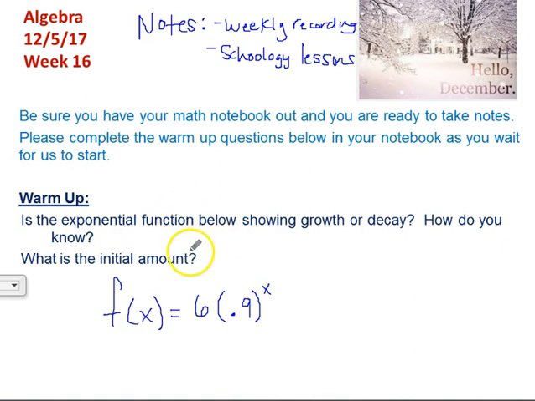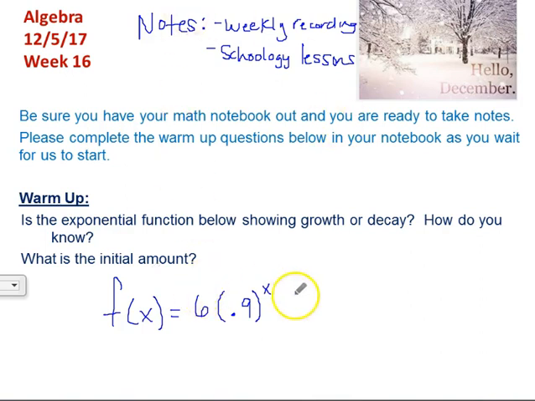All right, so let's start with a little warm-up question about an exponential function. We're going to keep on the theme of exponential functions this week. So let's review some stuff about exponential functions.